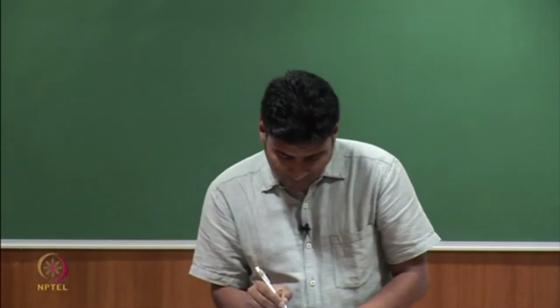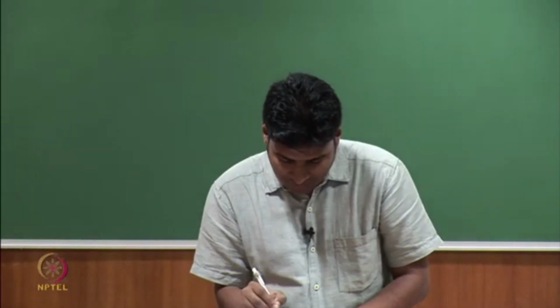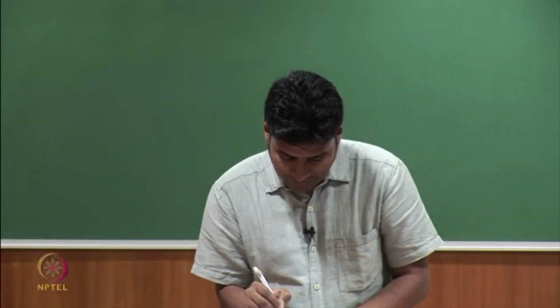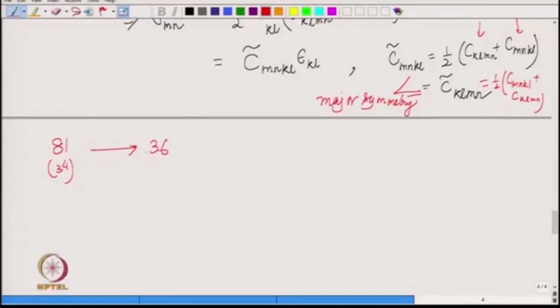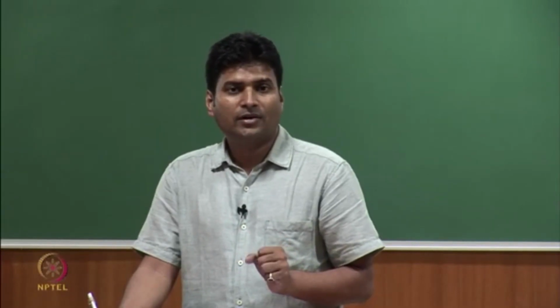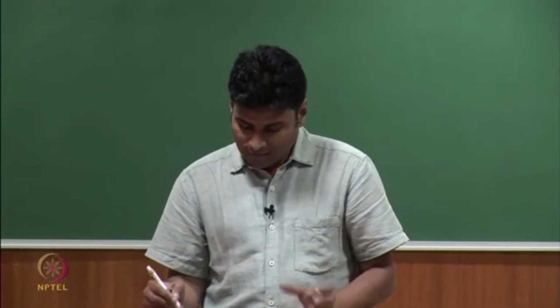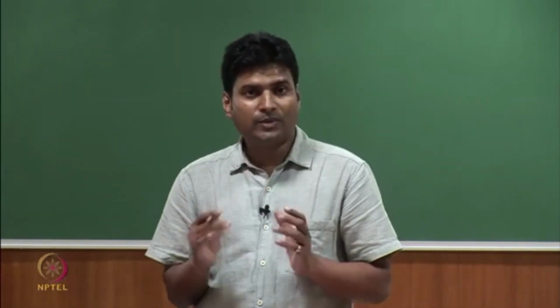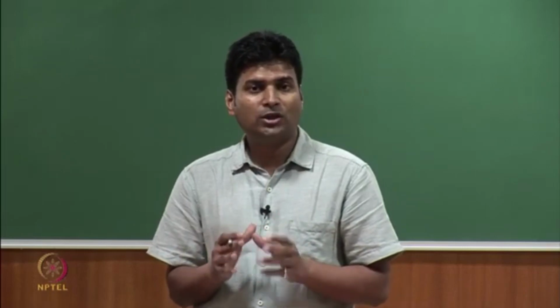So, basically from 81, which was 3 to the power 4, we came down to 36 due to minor symmetry, and then from 36 we come down to 21 due to major symmetry. Okay. So, that is the number of independent constants that any linear elastic material will have. So, any general material will have maximum 21 independent constants.